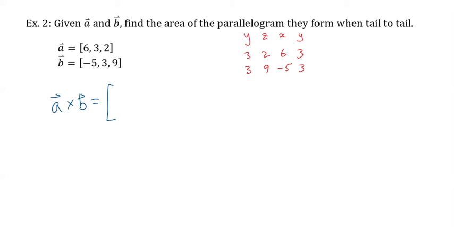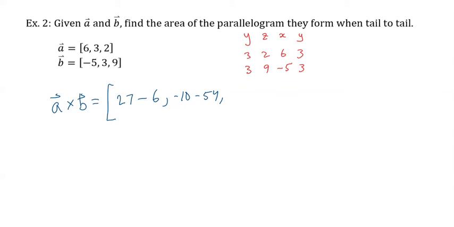So this is 3 times 9, which is 27, minus 3 times 2, which is 6. This is 2 times -5, which is -10, minus 9 times 6, which is 54. And this is 18. 6 times 3 is 18, minus -15, so plus 15. Which is [21, -64, 33].